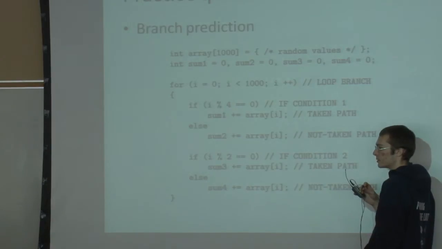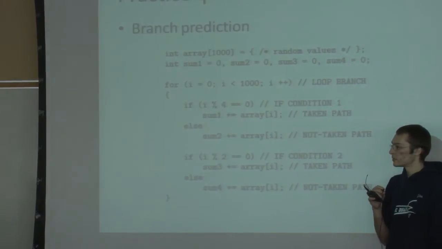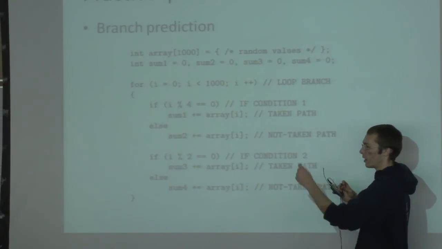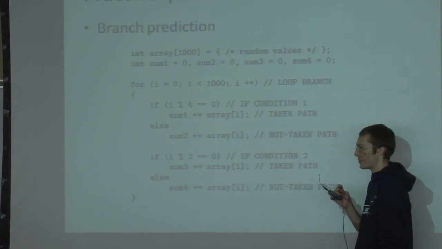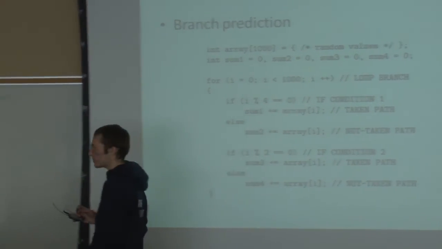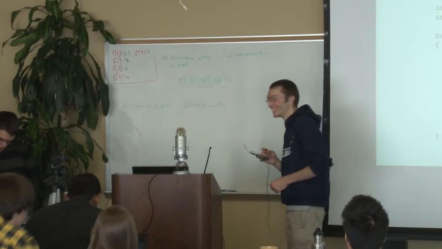Minus the first branch. Well, yeah, minus the first. But since it's 1,000, it would be off by max 0.1%. So I'm happy with that prediction. And do you guys have an answer for 2? No. All right.